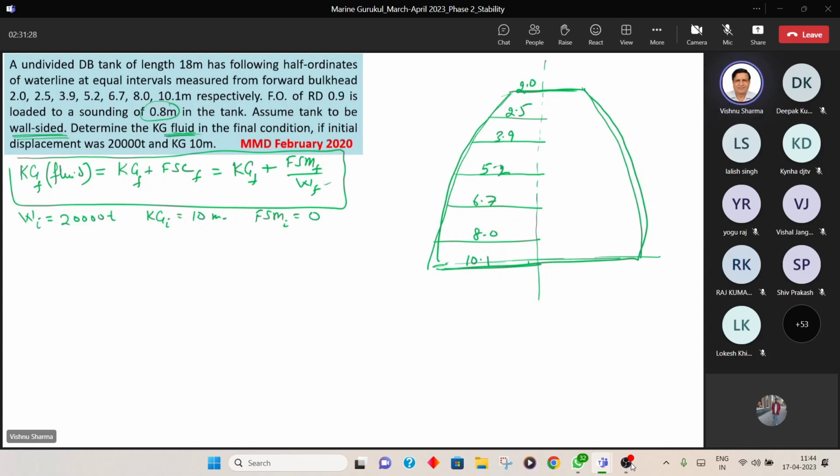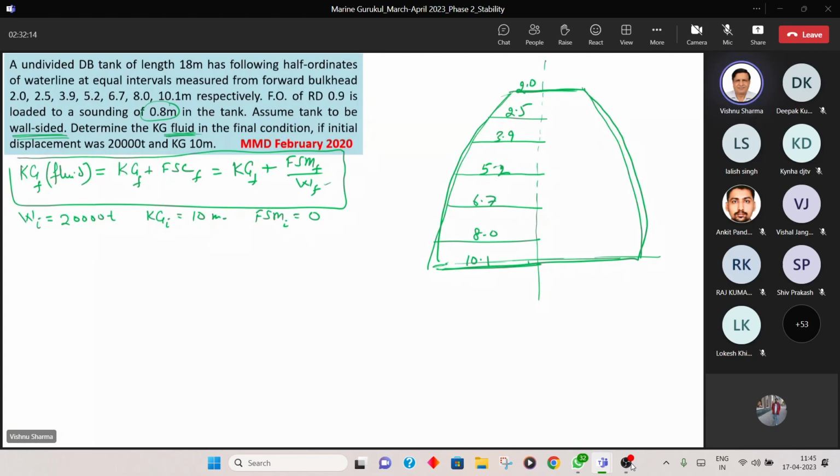Now, does the question say that the tank is slack? Has he given us the height of the tank? Yes or no? He has not given us any height of the tank, right? So it may be possible the tank gets full when sounded to 0.8 meters, but this question does not say anything. Now, when the question is silent and there is something missing, what will be safer, to assume the tank to be slack or full? What will be safer from a stability perspective? Slack. Tank to be slack.